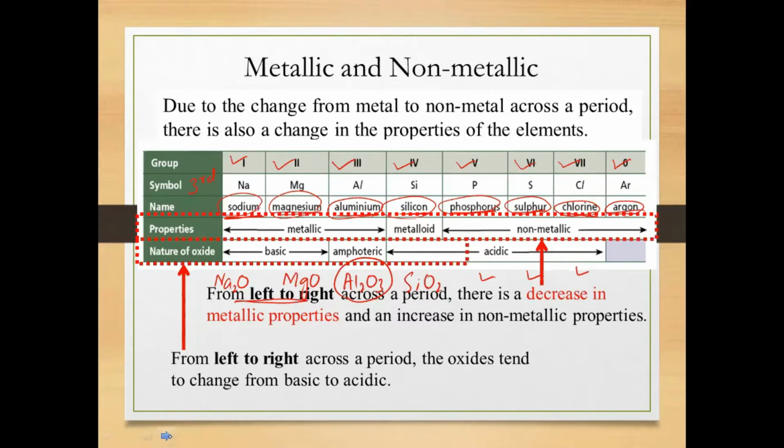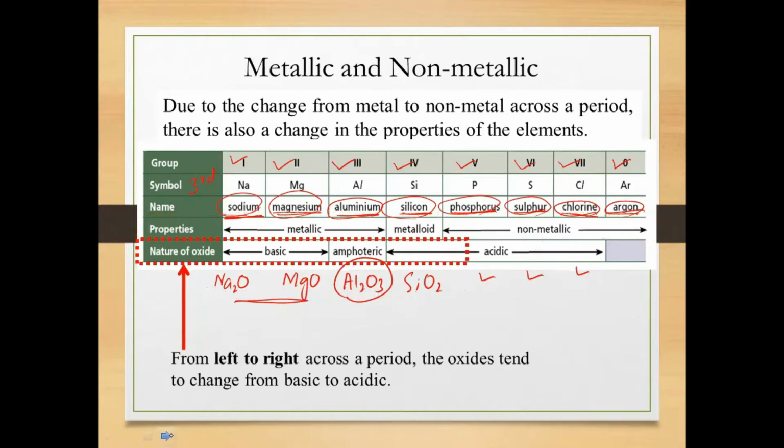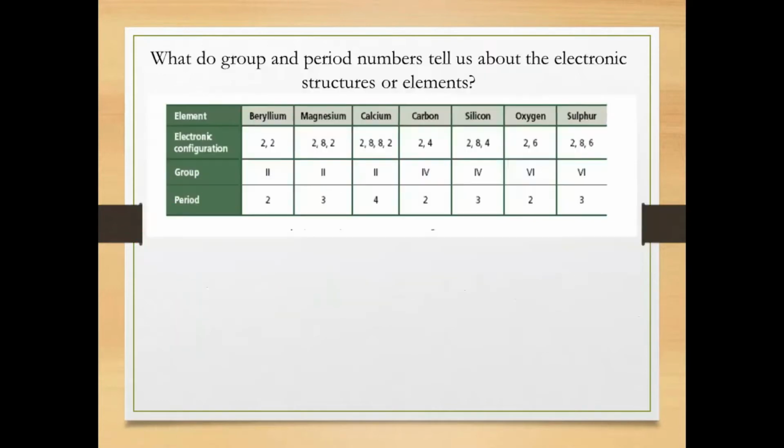First point is from left to right across the period there is a decrease in metallic property. And definitely when there is a decrease in metallic property, there is an increase in non-metallic property. And there is a change in oxides, from basic to acidic. Between basic and acidic, we have the amphoteric nature. Then groups and periods indicate the electronic configuration that I have already told you.